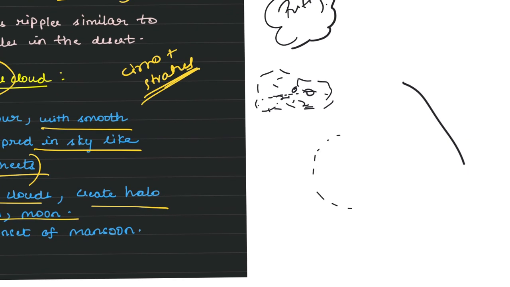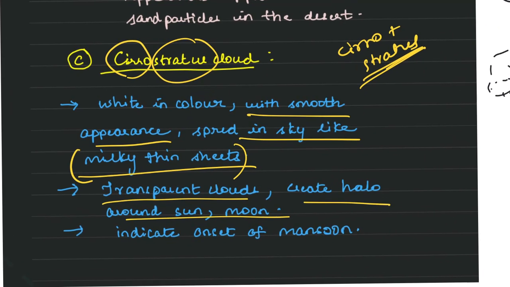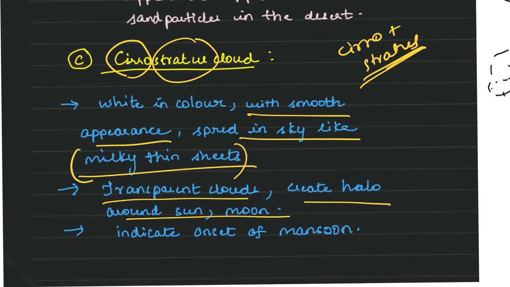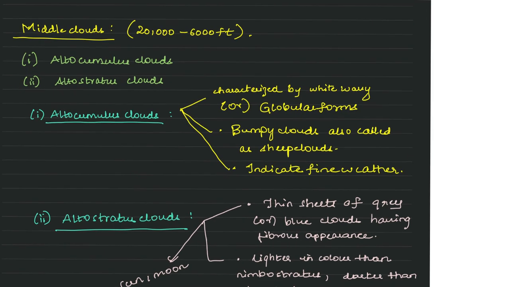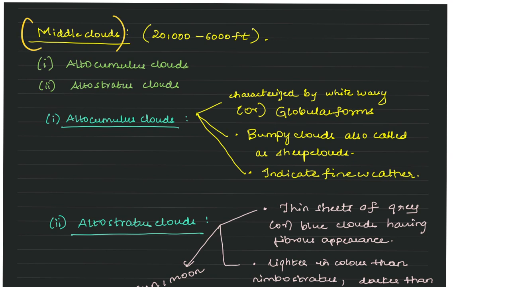Cirrostratus, they create this halo shape around the sun and moon. I'll show it for you. So cirrostratus indicates the onset of monsoon, right? So next come the middle clouds, that is altocumulus and altostratus clouds.